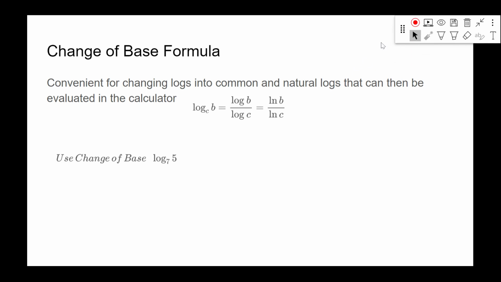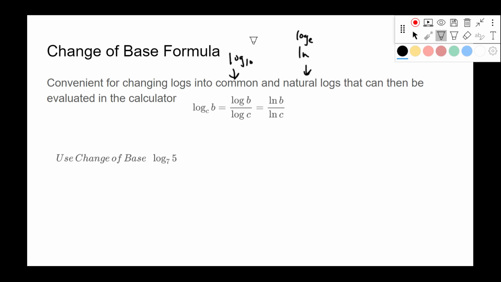We know what logarithmic functions are, what they're about, that they're inverses of exponential functions. The change of base formula is convenient for changing logs into common and natural logs. Remember, common logs are just logs with base 10, and the natural log is ln, or the log with base e. Okay, so it's convenient for changing logs into common and natural logs that can then be evaluated in the calculator. So there are some calculators that can't evaluate a log with a base other than 10 or e.